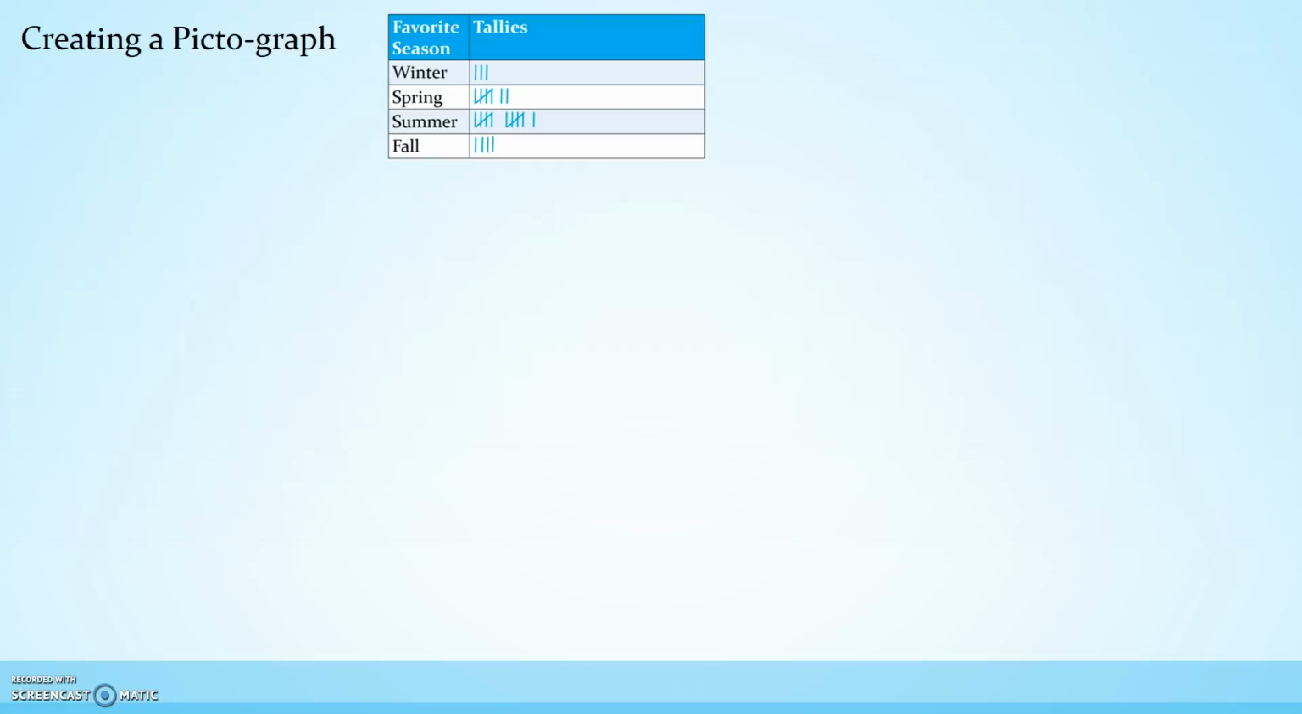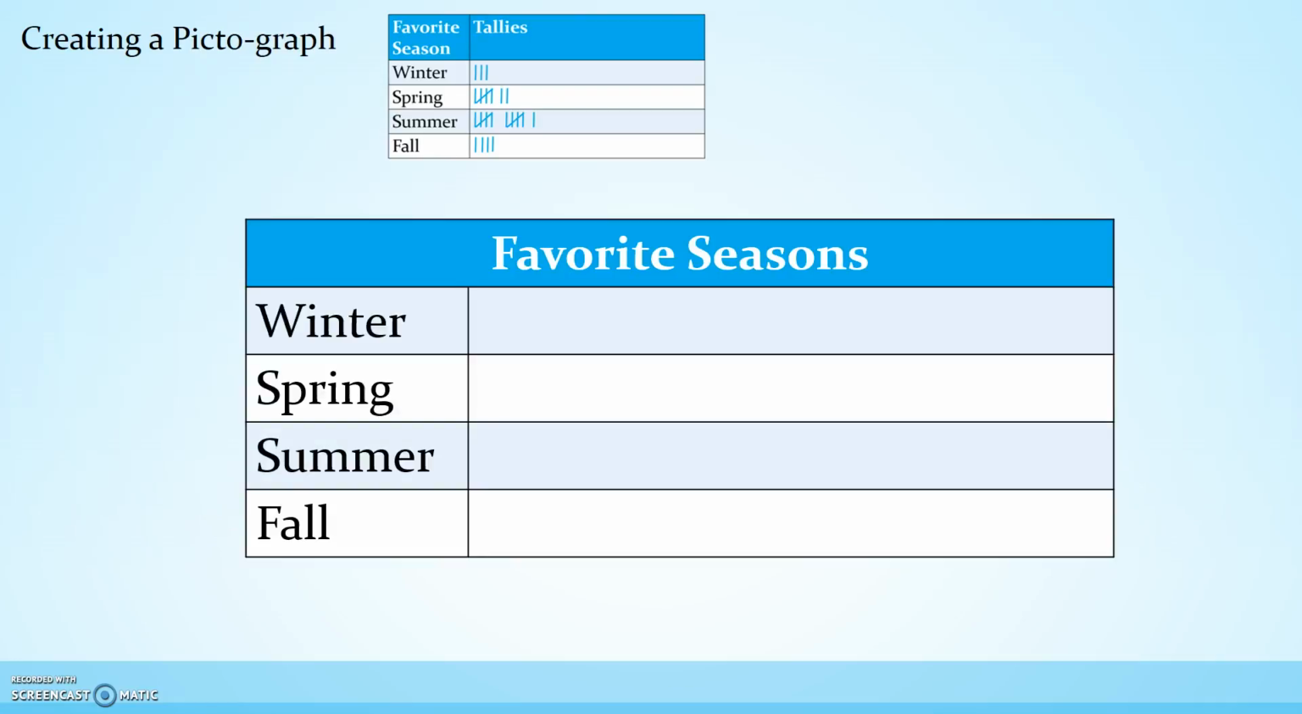Well, first we need our graph, and our graph's going to look very similar to our tally chart. I have a title here at the top, favorite seasons, and I have my seasons listed on the side: winter, spring, summer, fall. So next I need to create a key, and in my key I'm going to put the picture that I will be using to represent my data points. So I've decided that in my key 1 star will equal 1 vote.